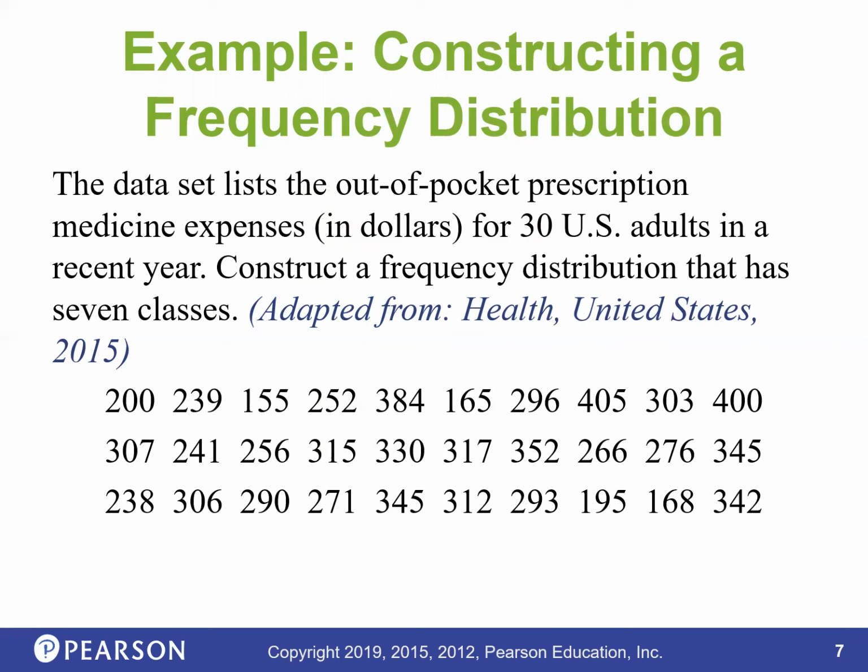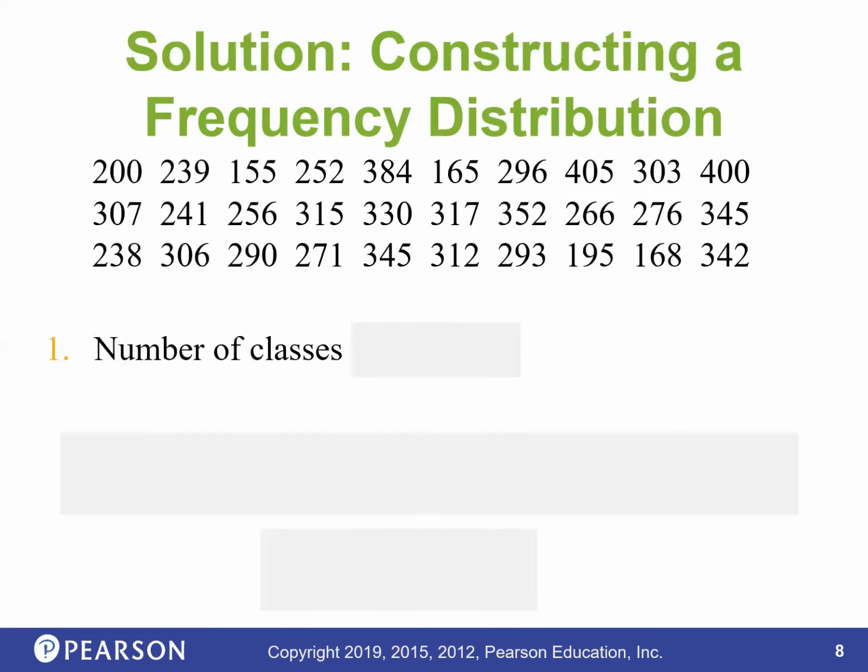So it is a way for us to see patterns and see what's happening with the data. So let's jam. So here's what I got. Number of classes, we said is 7, the 7 that was given to us already. Okay, and then the second thing we need to figure out is our class width. What's our class width going to be?